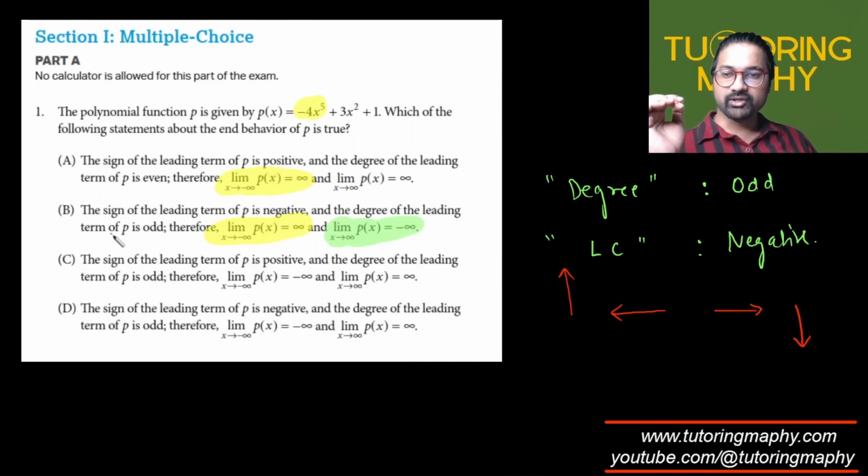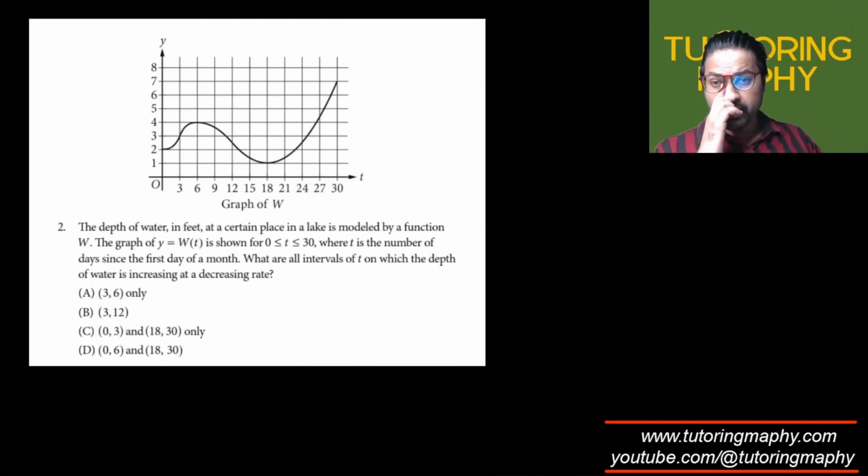And let's read the complete option. It says that the sign of the leading term is negative, of course, and the degree of the leading term of p is odd, of course. So what we are saying is absolutely correct. So the correct choice is option B, if it makes sense. All right, so no calculators allowed, of course, please keep that in mind.